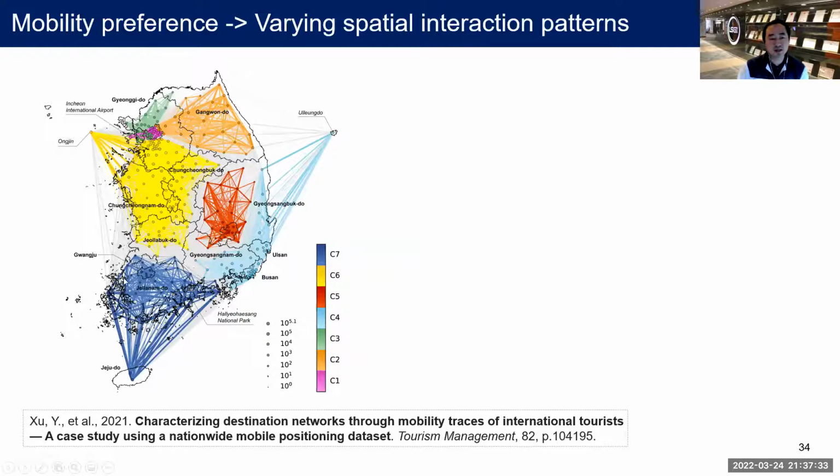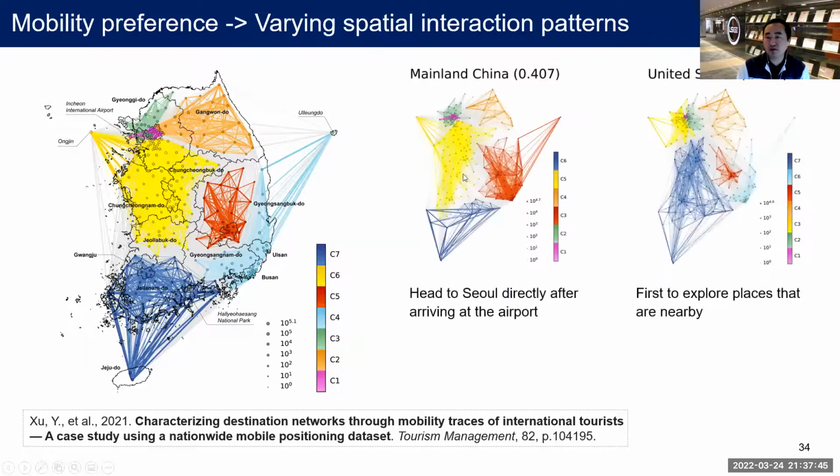In other words, the cities in the same cluster tend to be linked together in a traveler's itinerary. We do this analysis separately for different nationalities, and we found interesting patterns. For instance, this is very small for the mainland Chinese mobility network, but you can look here. This small dot refers to Incheon, the largest international airport in South Korea. It groups in the same community with the Seoul area, which means that for mainland Chinese visitors, after they land at Incheon International Airport, a lot of them would head directly to Seoul.